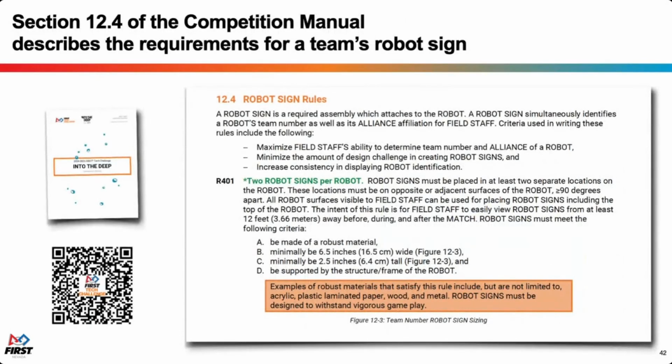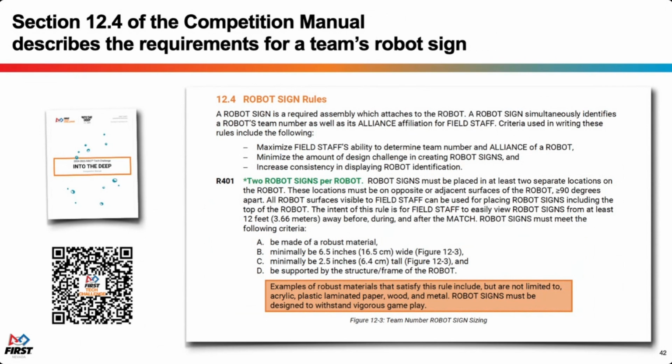To do this, we're going to start off by reading the robot game manual. This year, we do have to use a robot sign. The robot sign is going to be our way of indicating our team number as well as our current alliance. So we're going to have to have a set of these. We're going to have one in red, and one in blue.